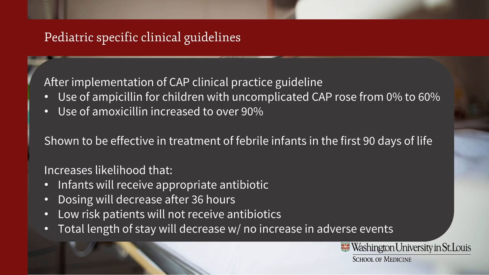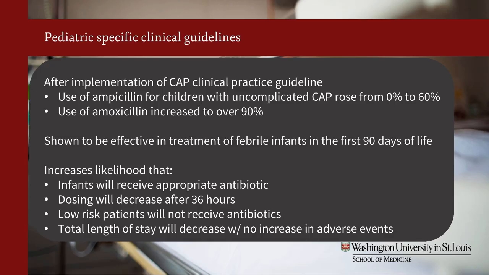Pediatric-specific clinical guidelines have been an effective strategy in improving the use of antibiotics in children. In a study performed by Dr. Ross Newman and colleagues from Children's Mercy Hospital in Kansas City, after the implementation of a community-acquired pneumonia clinical practice guideline, the use of ampicillin for hospitalized children with uncomplicated community-acquired pneumonia increased to over 60% of children receiving ampicillin after the implementation of the guideline. Furthermore, the use of amoxicillin also increased to over 90% of patients discharged receiving this narrow-spectrum antibiotic.